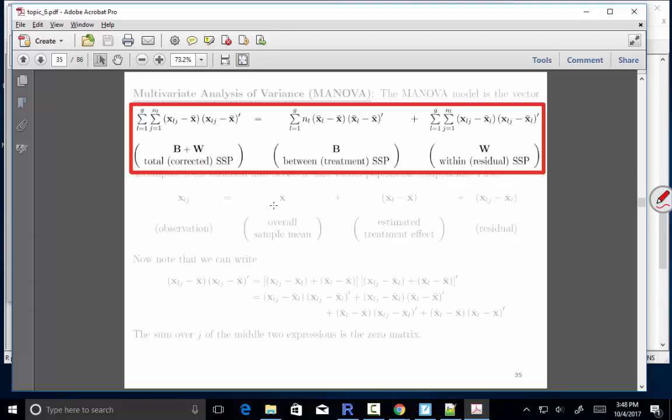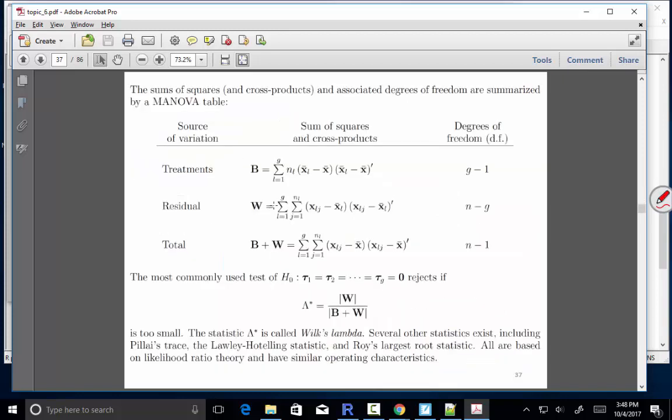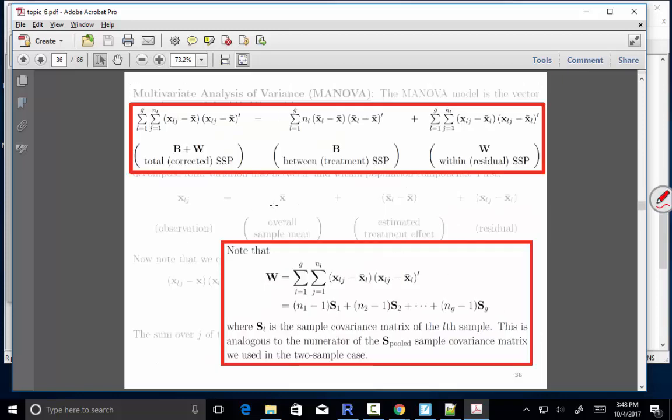So let me just jump to the punchline here. Here's slide 36, and just like with ANOVA, we decomposed the total variation into variation across groups or between groups and variation within groups. We do the same thing conceptually in MANOVA. Here is a total variation of some sort that's decomposed into a between group variation and a within group variation.